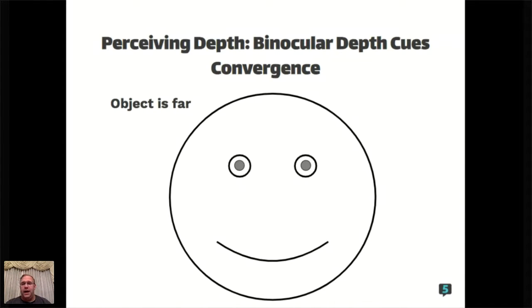And that's exactly what happens here. My eyes begin to converge. In other words, they start to literally just move closer to one another. It might look something like this. In this case, your eyes are converging, your pupils are converging. They're moving inwards.